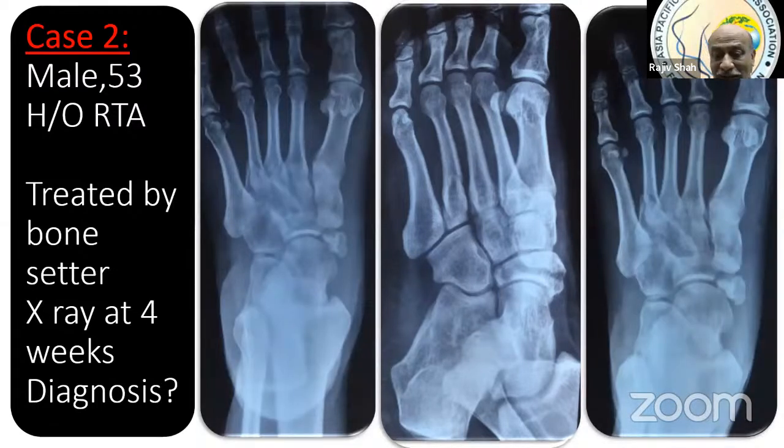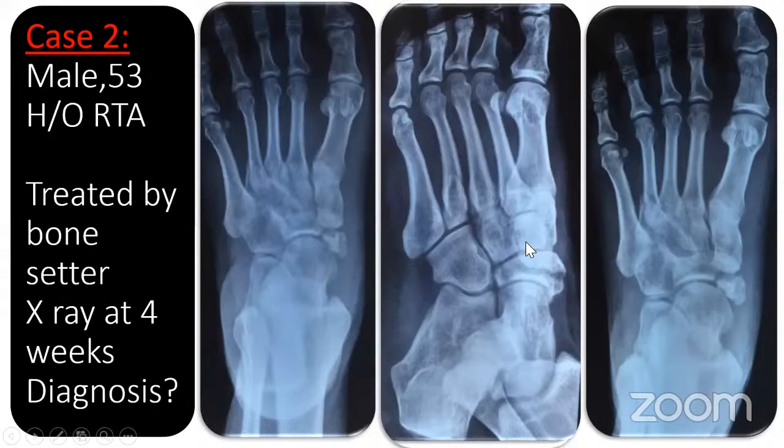So you must have another view. If you see the central view, you will feel you will pass this as a normal X-ray. But when you see the other oblique views, then you see really that there's a navicular tuberosity fracture. And this is now at the 4 weeks. So what would you do? Would you leave it alone? Would you fix? Why? Open fix.